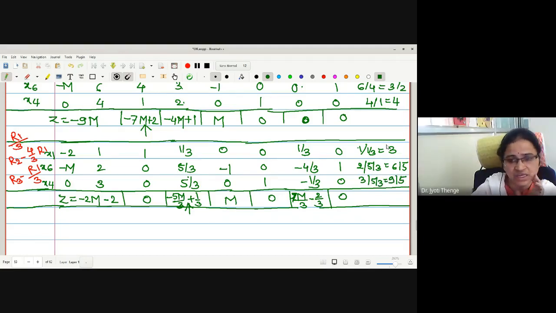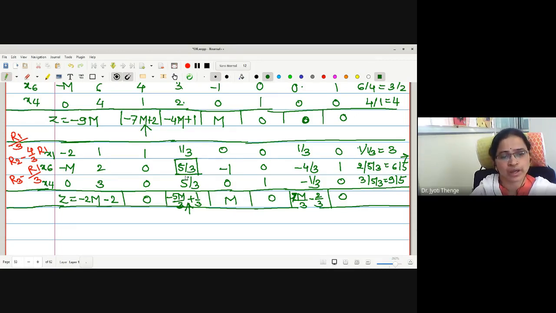Tell me which is the minimum. Ma'am, 6 by 5. 6 by 5 is 1 point something, no? 9 by 5. Yes, 6 by 5, no doubt. This variable is going to leave the base. 6 by 5, 9 by 5, 6 by 5 is the minimum. Therefore, what is my pivot? This pivot, no? Correct? This is the pivot.